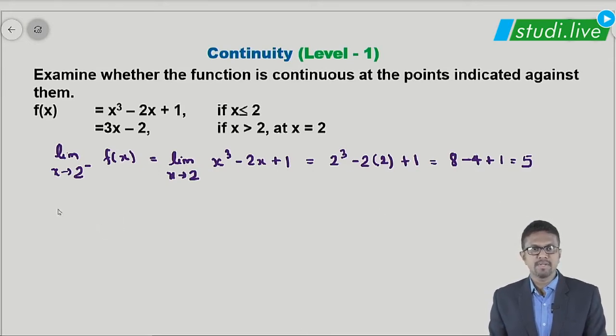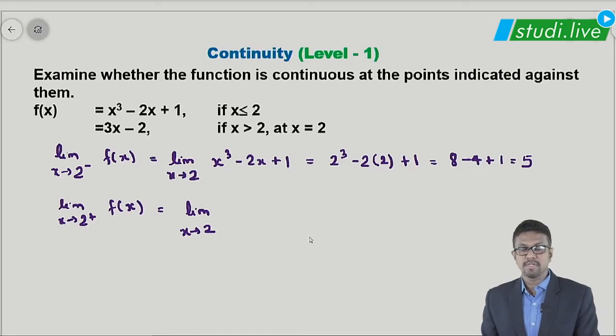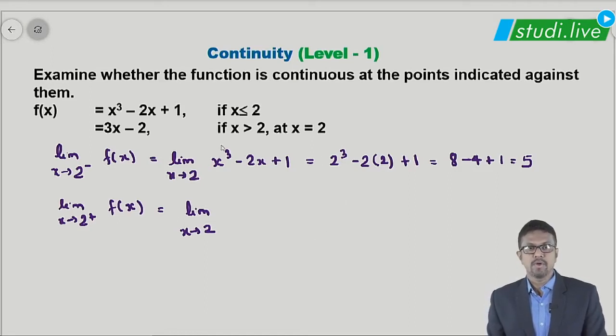Now let us check whether the same value is coming for the right hand limit. So limit x tends to 2 plus f of x. Now we will use the value of function which is greater than 2. So for x greater than 2, what is the definition of the function? It is 3x minus 2. So this is now 3x minus 2.